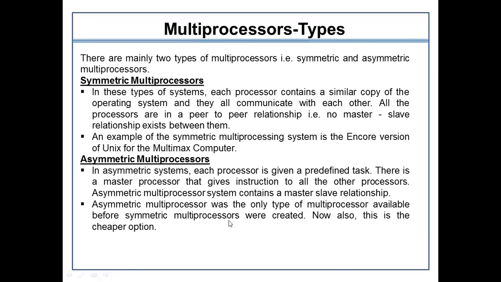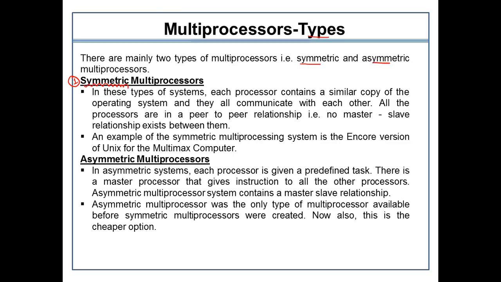Now, after understanding the multiprocessors, let's discuss the types of multiprocessors that exist. At a broader level, there are only two types, symmetric and asymmetric. Let's start by understanding the symmetric multiprocessors first. As the name implies, symmetric means some synchronization is there, right? So let's understand what symmetric multiprocessors consist of.